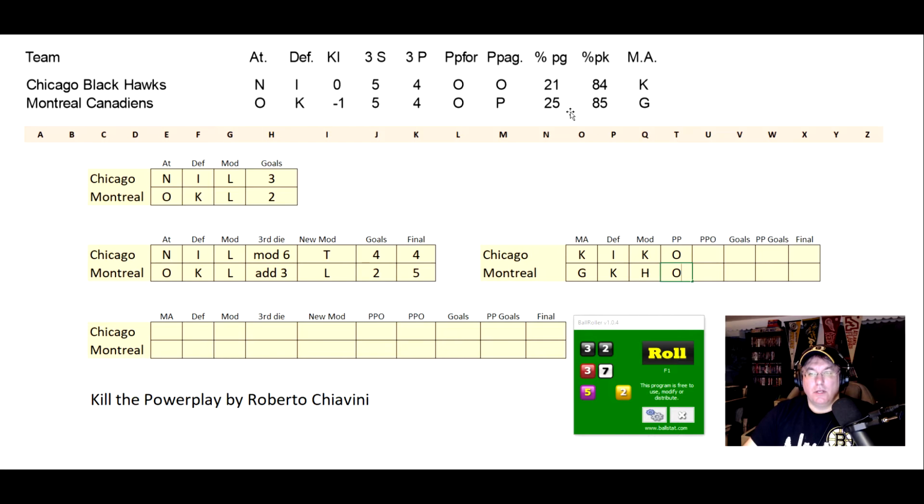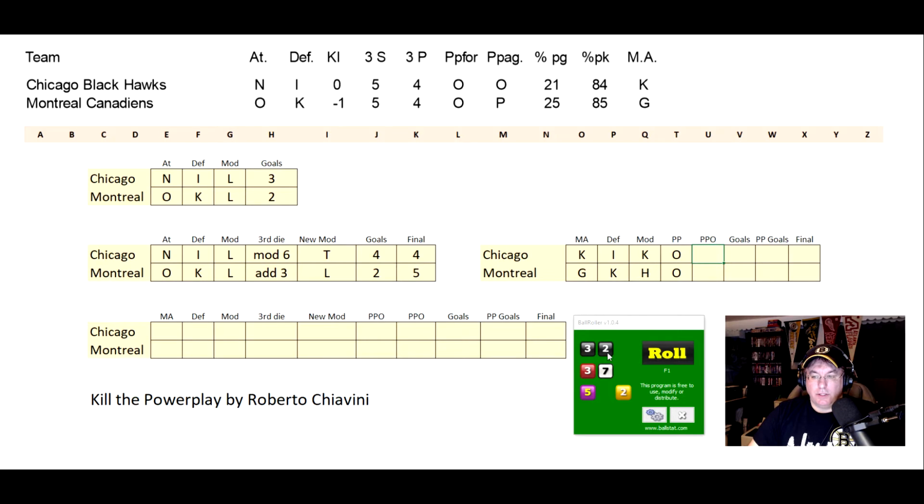So that is O. If these numbers, let's just say that was a T, you would go O to T, be 1, 2, 3, cut it in half, it'd be 1. So now you would bump that up to P. So you're doing the same thing with the power play for and the opponent's power play against as you did with the attack and the defend. That gives you a number.